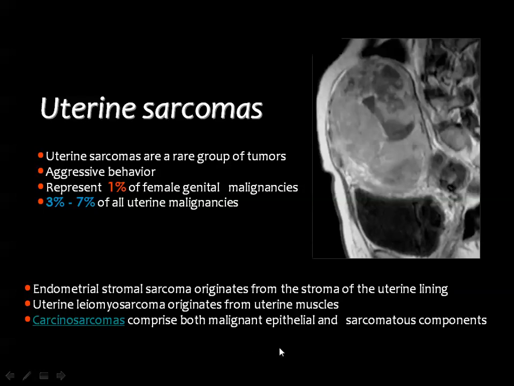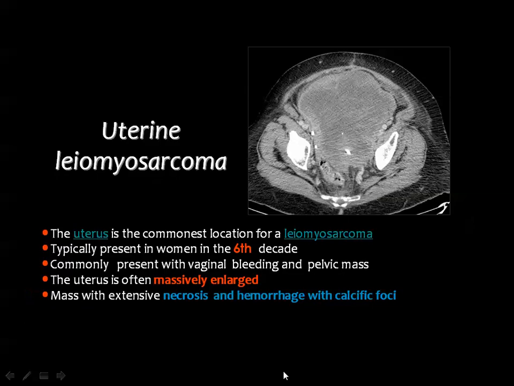Then we come to the uterine sarcoma, which represents 1% of the genital malignancies and about 3 to 7% of uterine malignancies. There are many types of sarcomas. The most common one is leiomyosarcoma, which is malignant degeneration on top of a pre-existing fibroid. And this is carcinosarcoma, which is one of the commonly seen histopathologic findings in endometrial cancer.